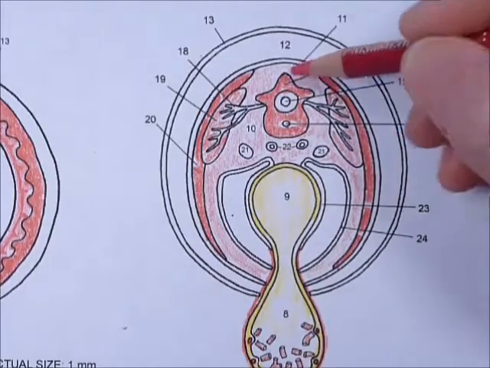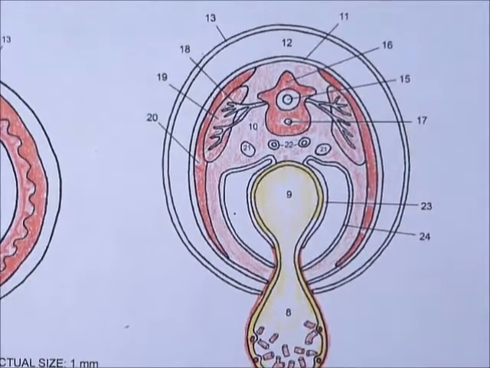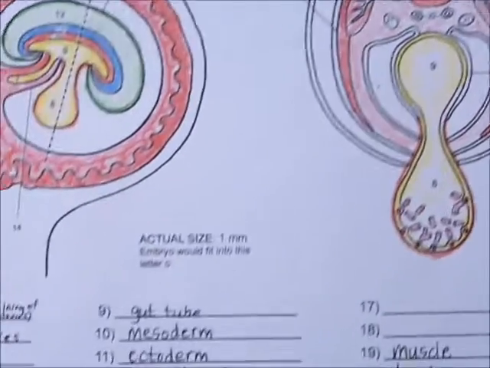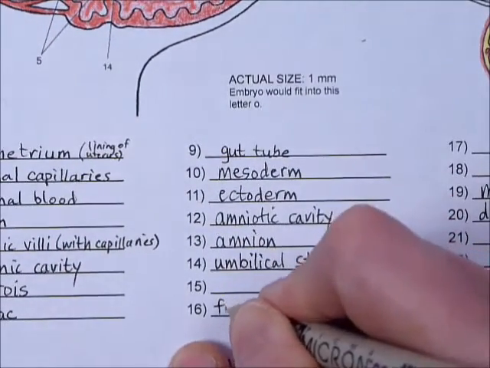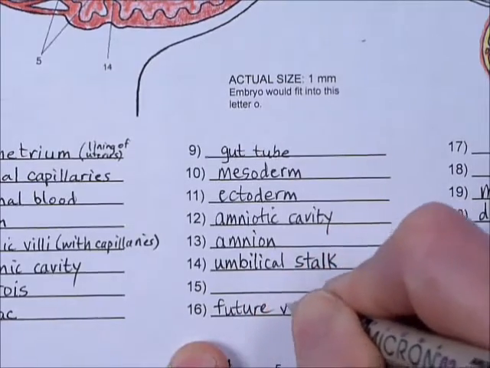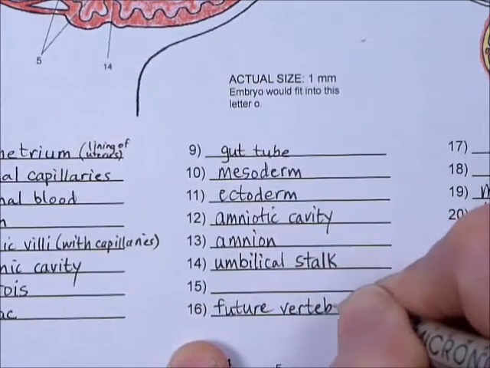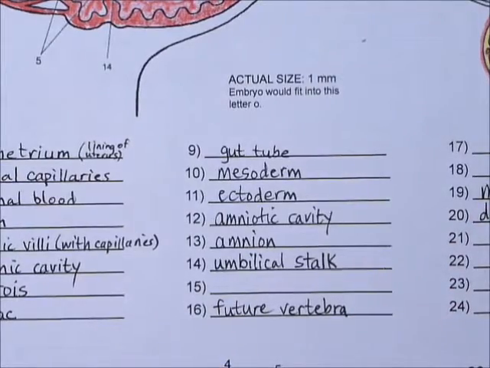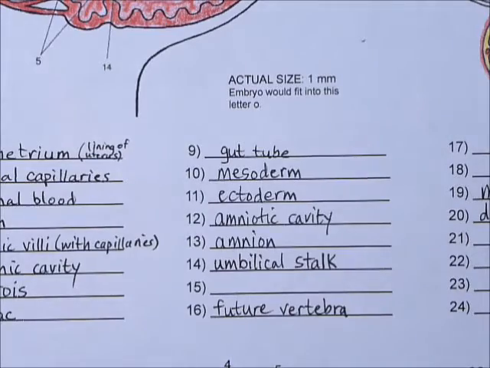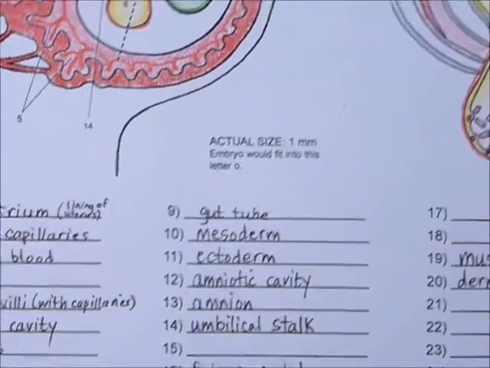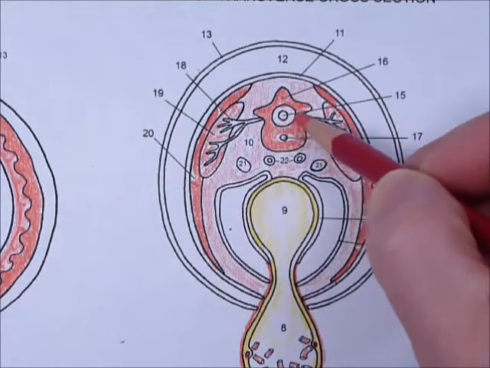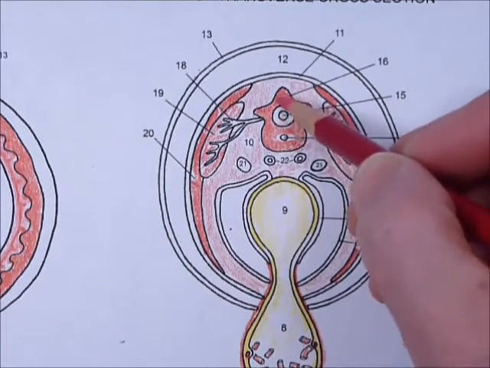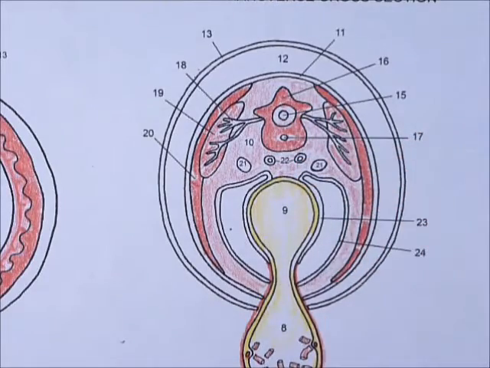Okay, so we're pointing to 16 here. So if we go back over here to number 16, we can write future vertebra. Now, it kind of is a vertebra, but the reason we're writing future is because it's really not hardened into bone yet. So remember, there's the spinal cord in the middle, and then the vertebra around, and together they're called the column.